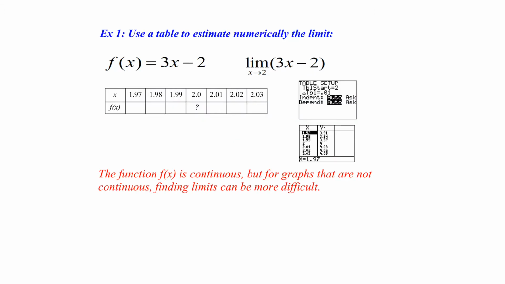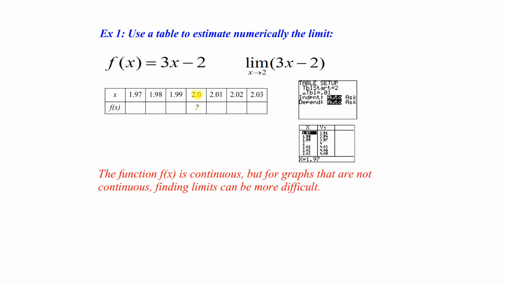Alright, the first example we're going to start with is numerical. So we're going to use a table to estimate the limit as x approaches 2 of 3x minus 2. What you can see here is I've created a table, and you notice that we are from the left approaching 2, and then also from the right approaching 2.